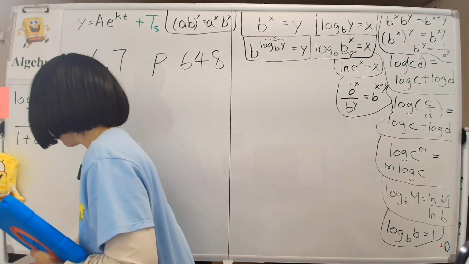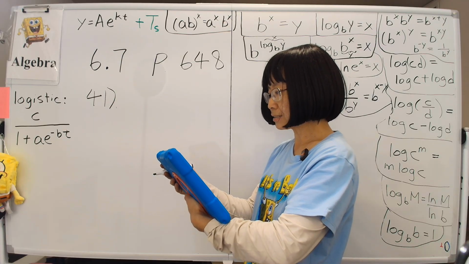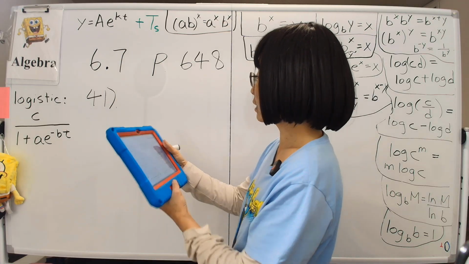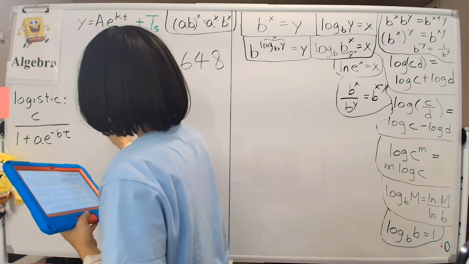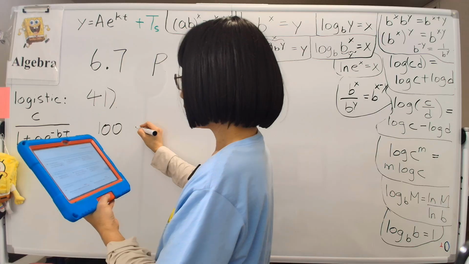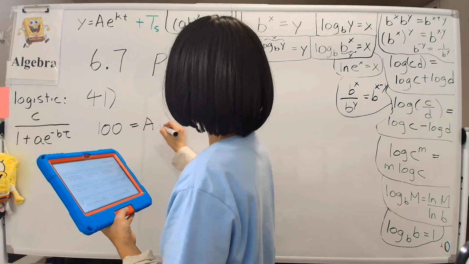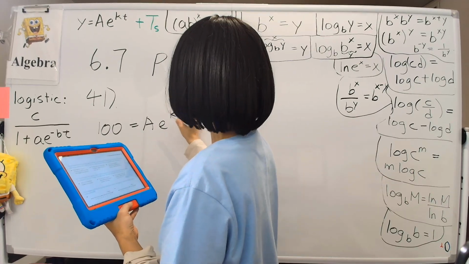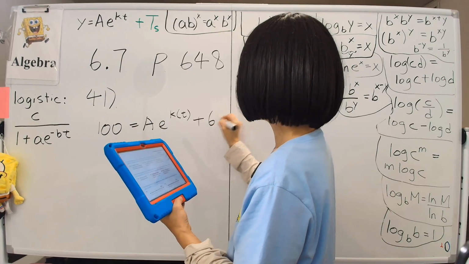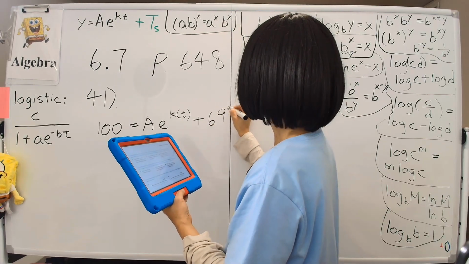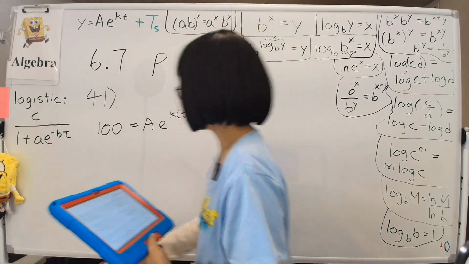And so knowing that, let's do this. So starting out, the original temperature is equal to 100 degrees. All right, so 100 Fahrenheit is equal to A times e to the power kt plus the surrounding temperature, which is 69 degrees. And we'll skip the degree bit. 69.